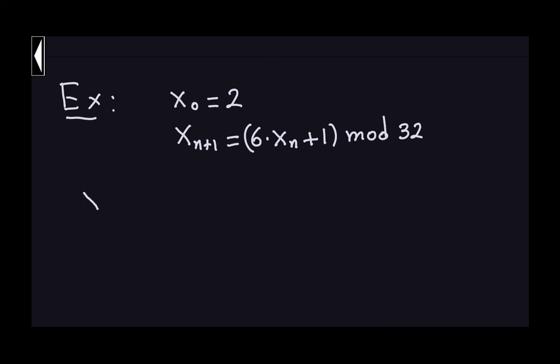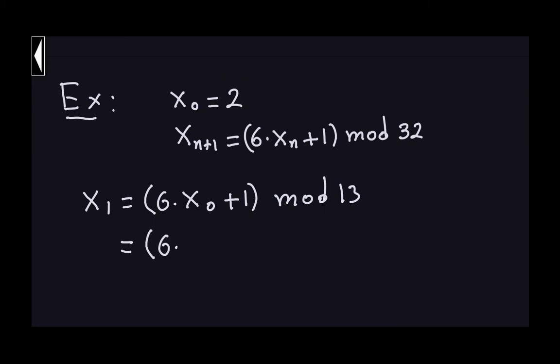So x1 will be 6 times x0 plus 1 modulo 13. Of course, I know what x0 is. x0 is just 2, so it's going to give you 6 times 2 plus 1 modulo 13.